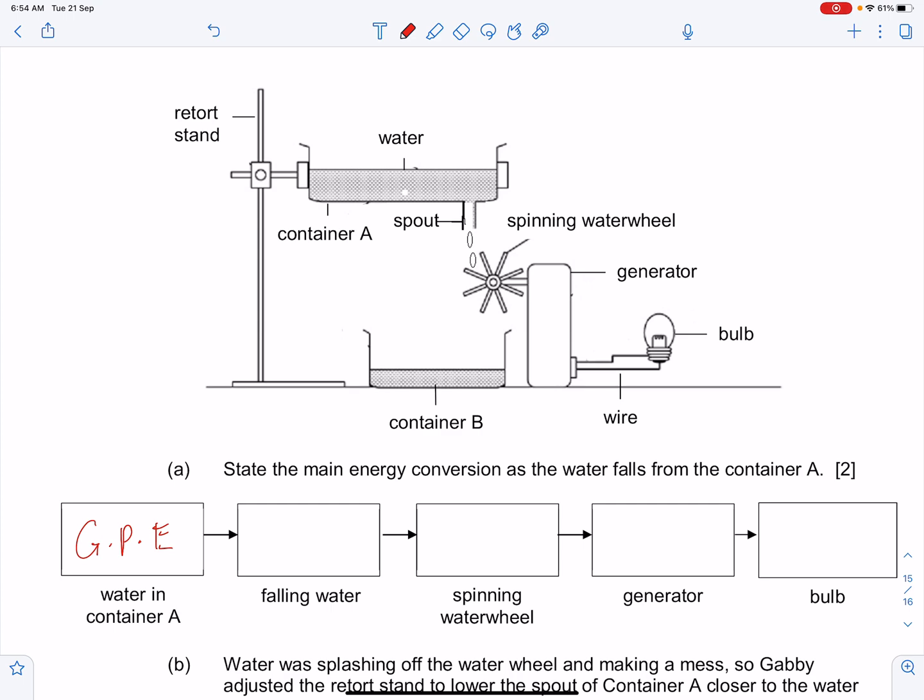Sorry, did I say forces earlier? My apologies, I meant energy conversion. Let me correct myself on that. Energy conversion. So your GPE would then be converted to kinetic, like I told you, because of the word falling, and then because of the word spinning, it is still kinetic, no change. It's just a different form of kinetic energy, which then goes to your generator. Now your generator is actually electrical. And then from your electrical, your light bulb would produce light energy.